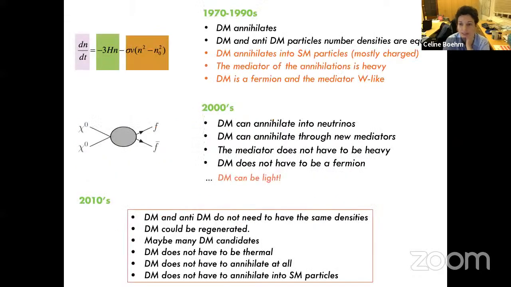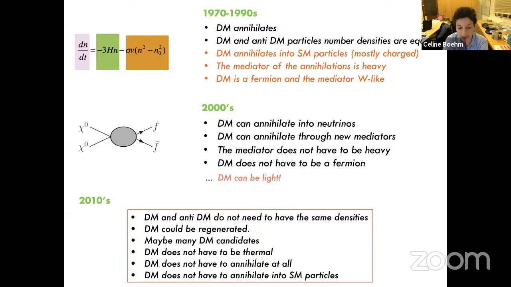In this case, basically, you pass from initial assumptions, which were that the dark matter annihilates into Standard Model particles. It annihilates because the dark matter has the same number density as anti-dark matter particles. And then we moved to a state where we started to think, well, actually, we could think about an asymmetry between the number densities. We could think about new mediators. We could think about a different type of annihilation and so on. But it was still conventional.